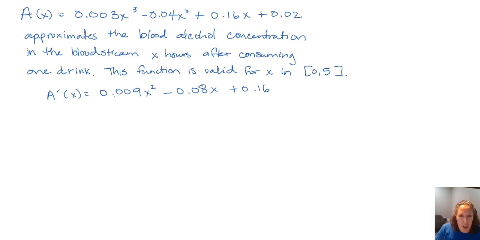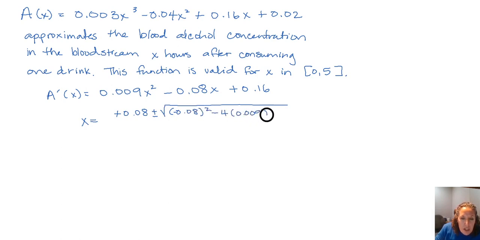And I'm not seeing any GCF that we could factor out of this. You could try any one of the methods to solve a quadratic equation, but I'm going to go ahead and stick with the old reliable quadratic formula. So we get negative b, our b value is −0.08, so that's going to be a positive 0.08, plus or minus the square root of b² − 4ac, all over 2a.